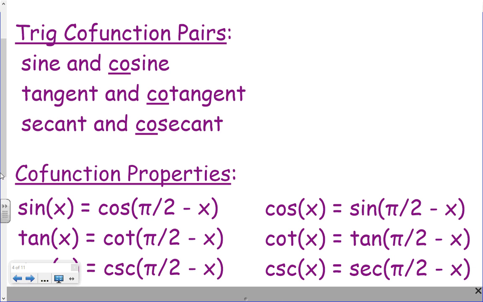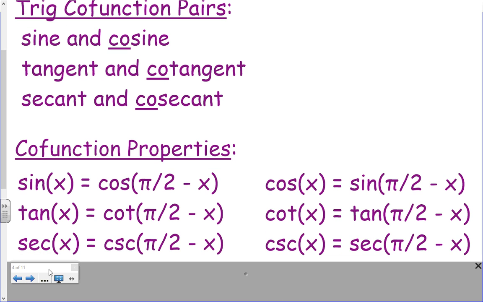So we have the following cofunction properties. And the cofunction properties come about because these are cofunctions of complementary angles. So it's the CO from complementary that's producing the term cofunction here, and why we name these accordingly. But here you go. It turns out that if you take the sine of x, that's the same as the cosine of pi over 2 minus x. Or over on the right, you could do it the other way around. You could take the cosine of x, and that's the same as the sine of pi over 2 minus x.